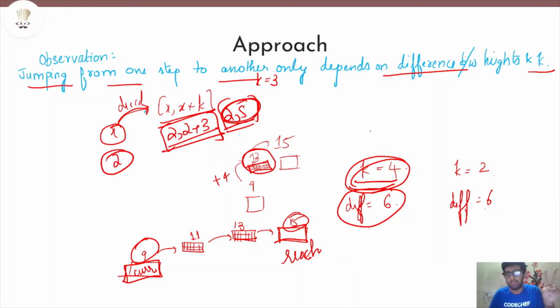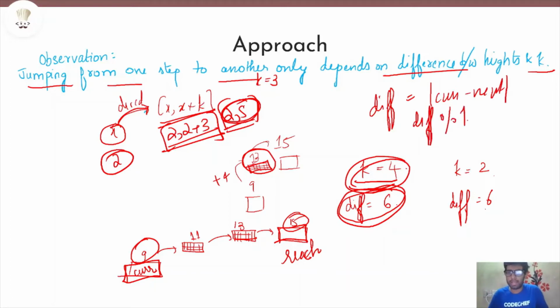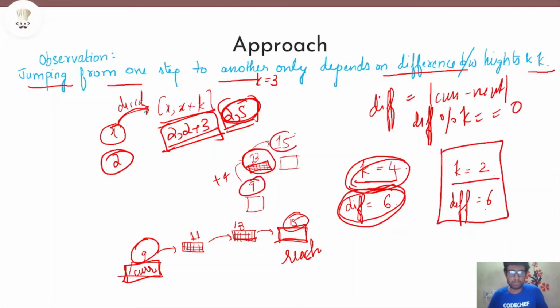There are two cases we need to find out. The difference between the current and the next is basically where you are at and where you are trying to reach, right? So you can just write current minus next, or next minus current, whatever you want. Now there are two cases. If your difference mod k equal to 0, let's look at another case quickly, where your k is equal to 2 and the difference is the same. You're still trying to reach 15 from 9, but your k is now 2 instead of 4. Because your k is 2, the difference mod k equal to 0 condition is satisfied.